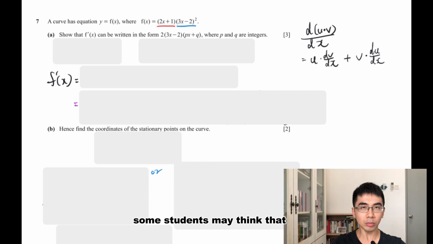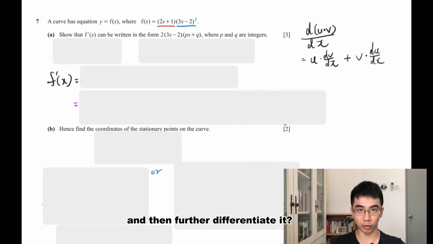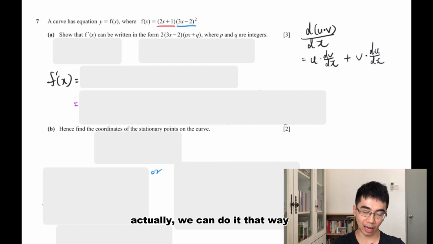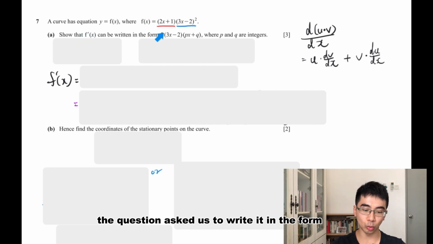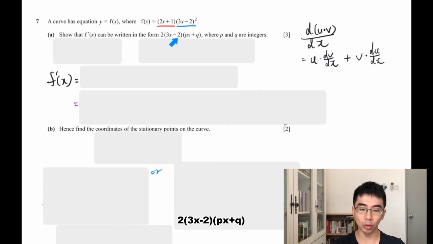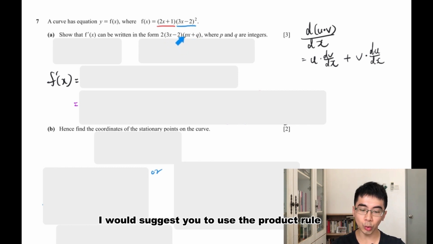All right. But some students may think that, oh, can we just break down the function f of x and then further differentiate it? Actually, we can do it that way, but let's take a look here. The f prime of x, the question asks us to write it in the form of 2 times 3x minus 2 and then times another bracket. So we need to do some factorization. So I would suggest you to just use the product rule.